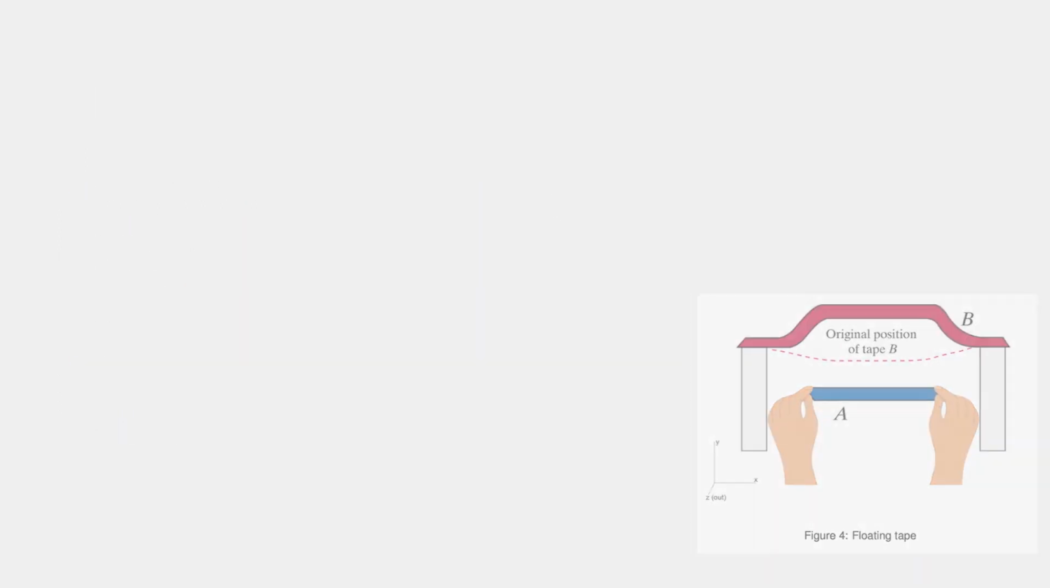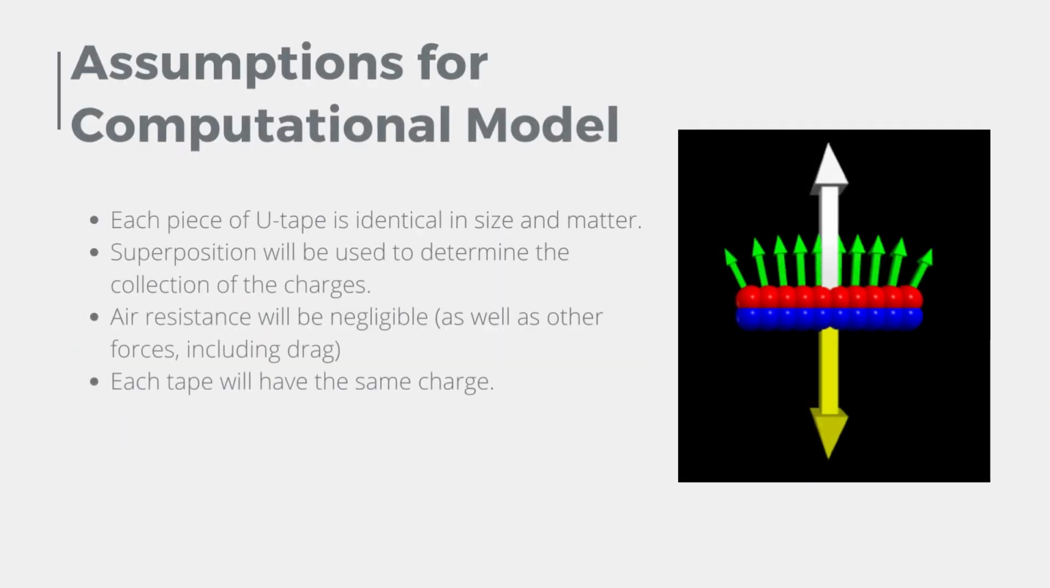Now, before heading into our computational model, there are a couple of assumptions that we must address. For the sake of the model, we will be assuming that both pieces of tape are completely identical in size, shape, and matter. This also means that each tape has exactly the same charge. We will be viewing the tape as a line charge and be using superposition. Regarding other forces that may be involved in the experiment, they will be negligible. Most importantly, air resistance and drag force.